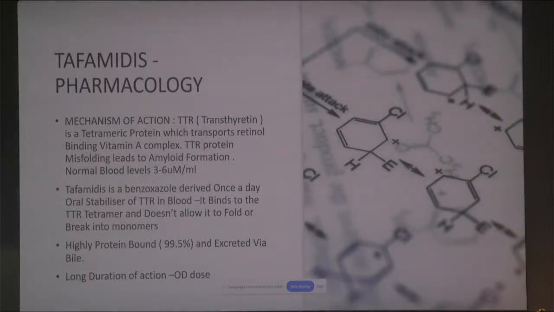TTR is a tetrameric protein which transports retinol, and tafamidis is a drug, a benzoxazole, which actually stabilizes this protein. So once you take it orally, it stabilizes the TTR in the blood, and hence it doesn't allow it to misfold. So in a way, it's one of the classical anti-amyloid drugs, which was first found and developed, and then clinically checked by trials.